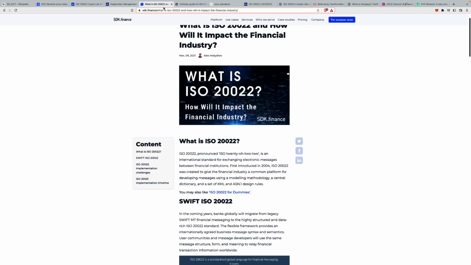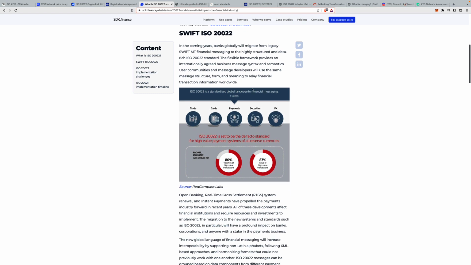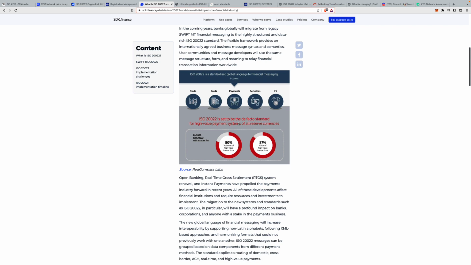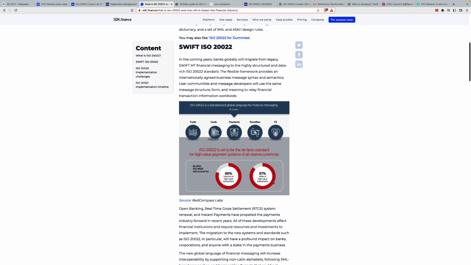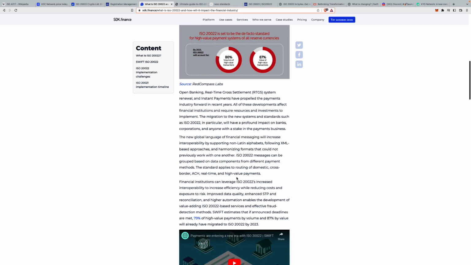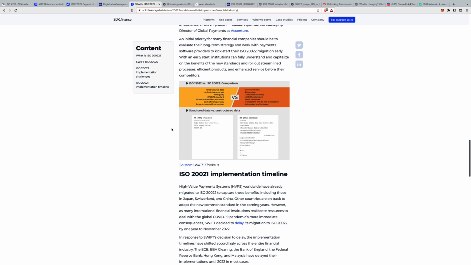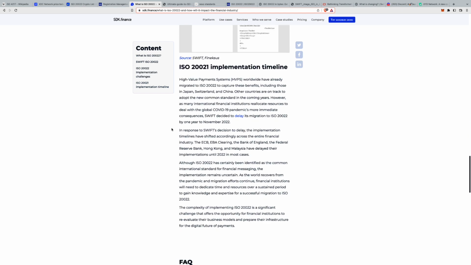And now let's keep going, because we have a couple more things in here, but I don't want to be redundant about what ISO is. ISO is set to be the de facto standard for high value payment systems of all reserve currencies. So all the money, 87% value of high value payments by 2023, ISO will account for 80% volumes of high value transactions. Crazy. The timeline now: they decided to delay its migration by 1 year to November 2022. I believe they all upgraded, and they have until March to be fully upgraded and ready to go.